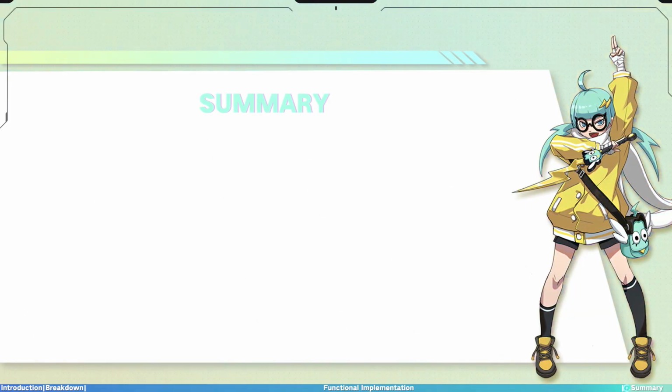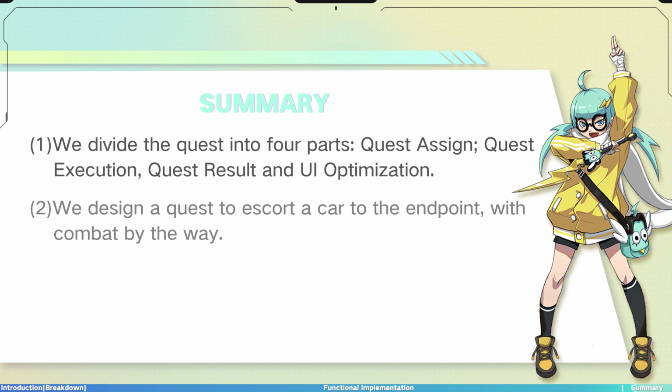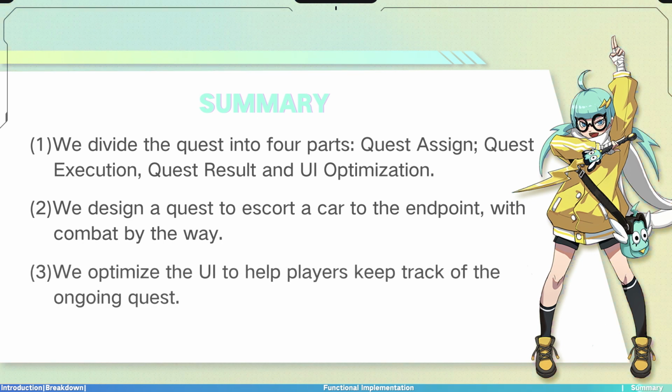In this tutorial, we complete the design and settings of an escort quest. We divide the quest into 4 parts: quest assign, quest execution, quest result, and UI optimization. We design a quest to escort a car to the endpoint, with combat, by the way. We optimize the UI to help players keep track of the ongoing quest.